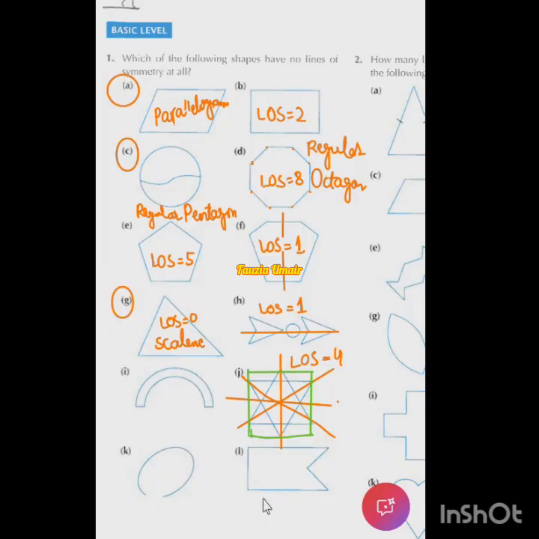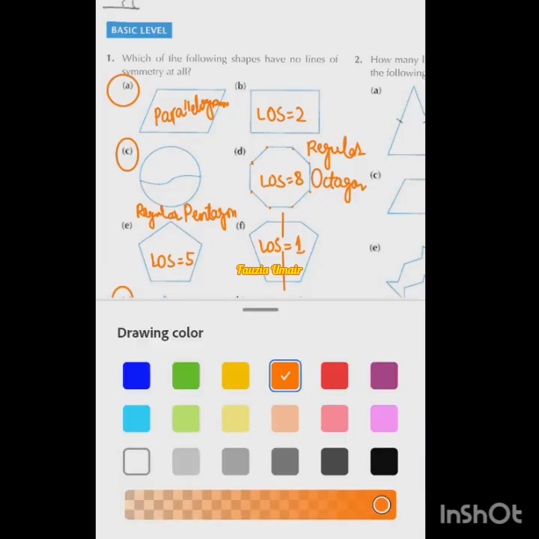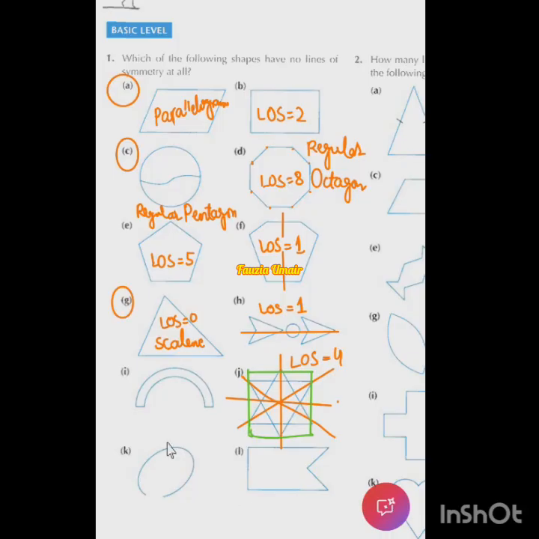Yes, ma'am. Right. What about the next one? Ma'am, zero because it's not a closed shape. Oh, it's not a closed shape. It's not even a polygon. Yes, that's right. What about this one? Ma'am, one line of symmetry. Very good. And that will be horizontal.